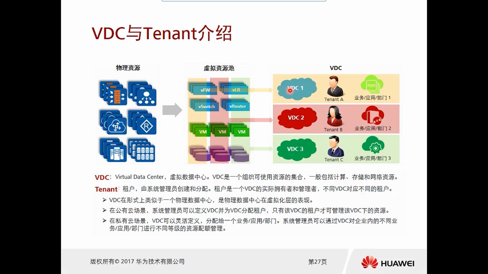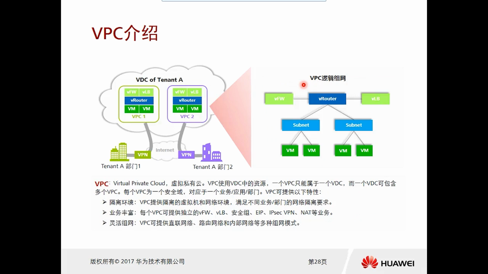So the tenant's users use these resources, and this applies to the tenant administrator. So this is a perspective from a logical point of view. The previous page was from the physical perspective. This page is viewed from a logical perspective. The concept of VDC and tenants.